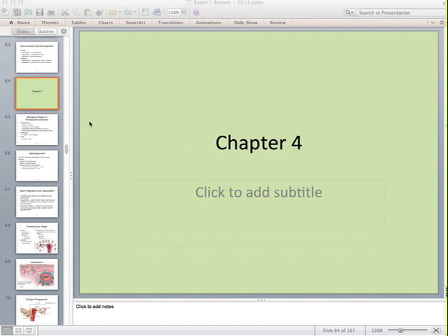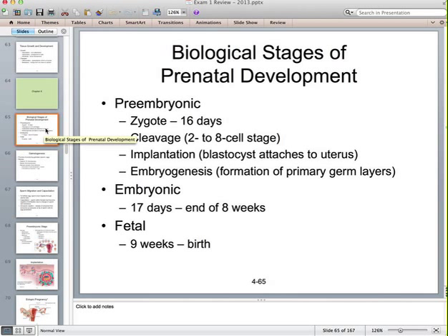Okay, on to chapters 4 and 5. Chapter 4 is development. I know there are a lot of terms in here that are new to you guys, so I would understand the biological stages. We talked about biological and clinical in class, but I'm more interested in the biological right now. So know these steps roughly. I'm not going to ask you a specific question, but just understand the differences.